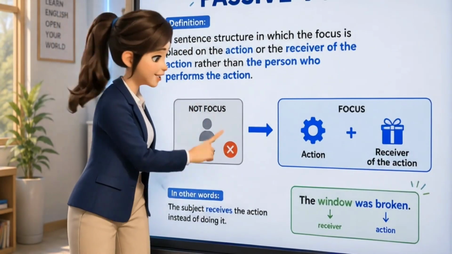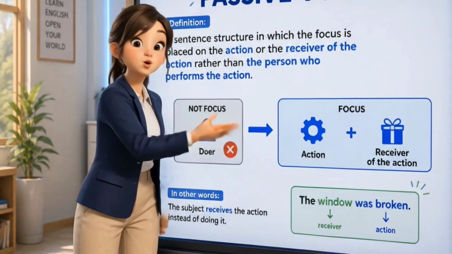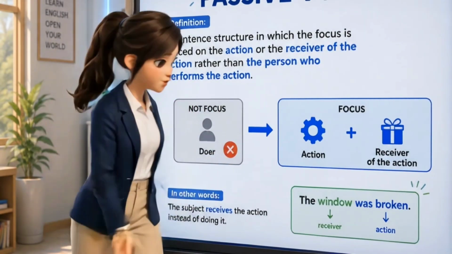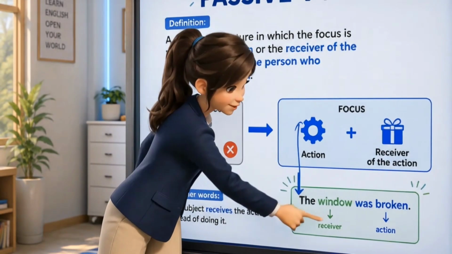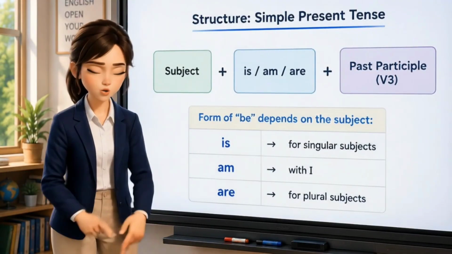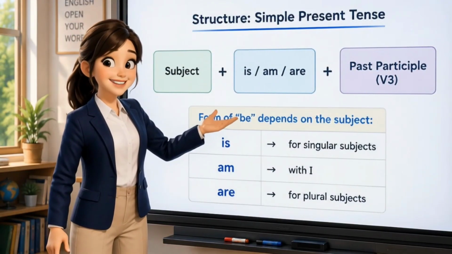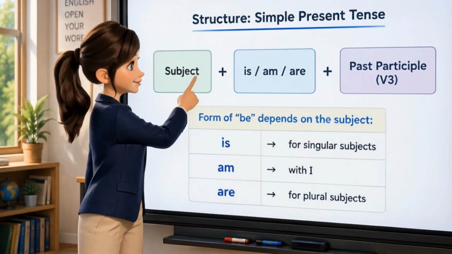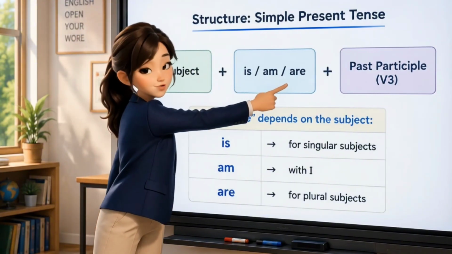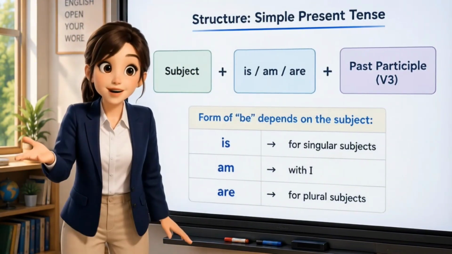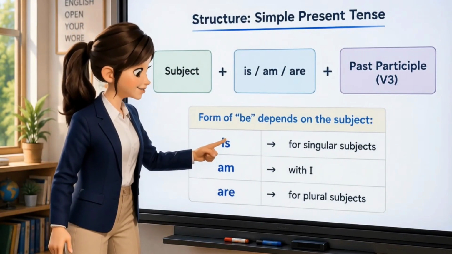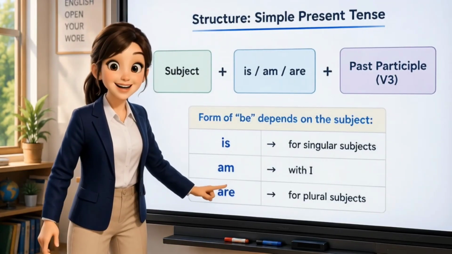Passive voice is a sentence structure in which the focus is placed on the receiver of the action rather than who performs the action. In passive voice, the subject receives the action instead of doing it. Now, let's learn the structure of passive voice in the simple present tense. The formula is subject plus am, is, or are followed by the past participle, also known as verb 3. Remember, the form of be depends on the subject: we use am with I, is with singular subjects, and are with plural subjects.